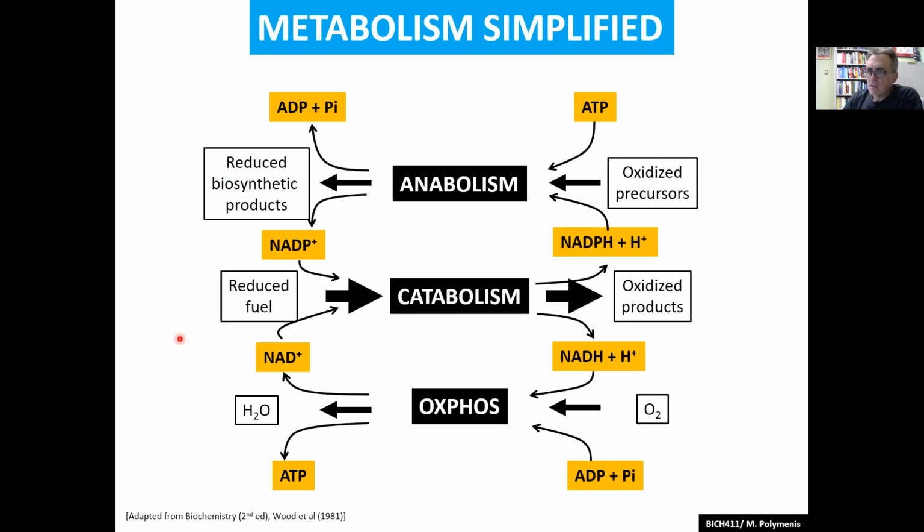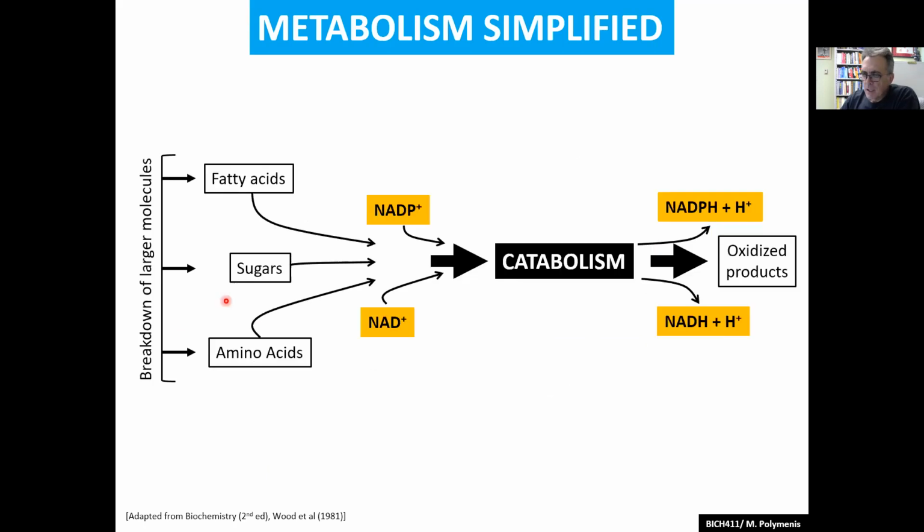And here we have seen that in our diet, we get reduced fuel, reduced meaning rich in electrons. And we have covered sugars, as I said, and we're going to see later in subsequent videos how we take protein. And the topic of the next few videos has to do with fatty acids.